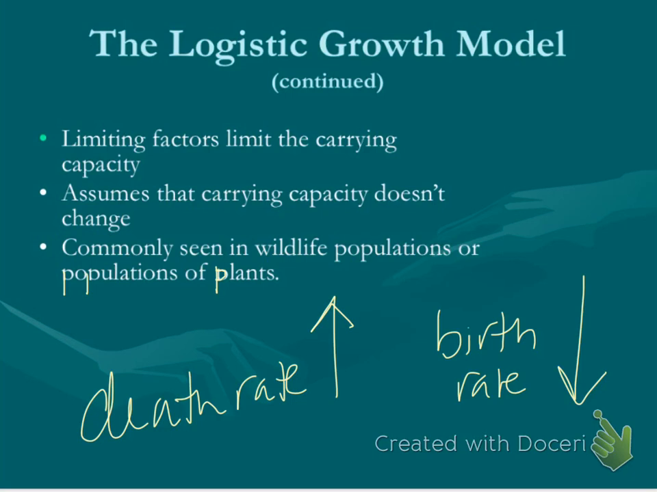If you have no shelter in a lake for young fish, does that change your death rate or your birth rate? Death rate. More young fish are going to get picked off because there's no place for them to hide. Those are factors where the habitat is one of your limiting factors. The amount of cover that's available for young fish is limiting how many young fish survive.